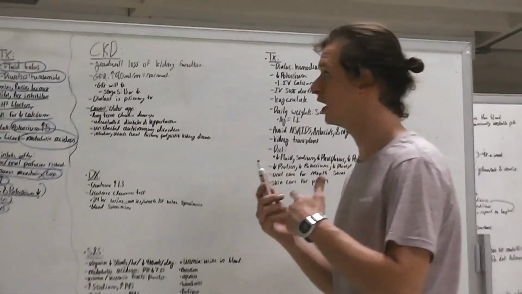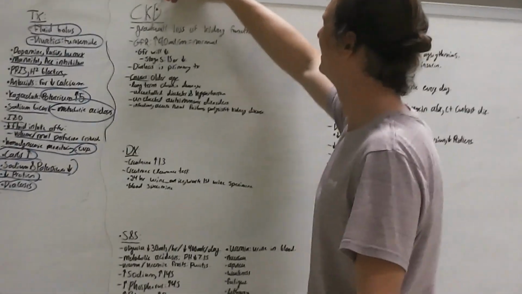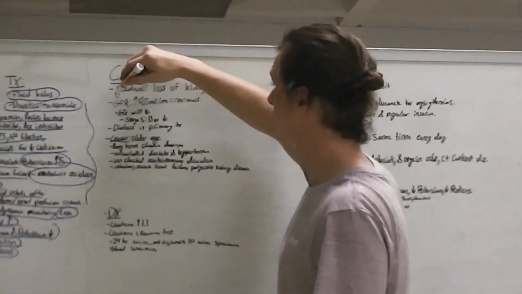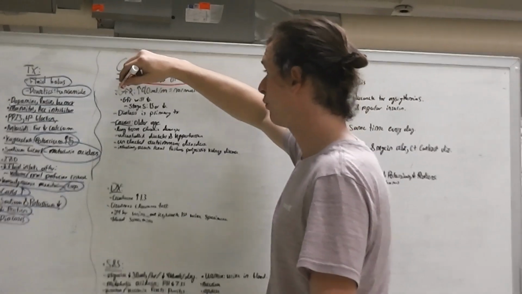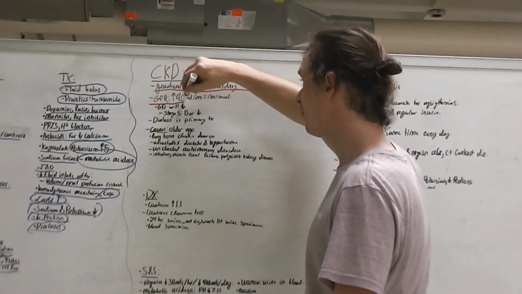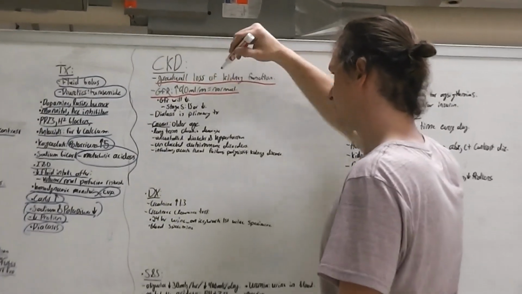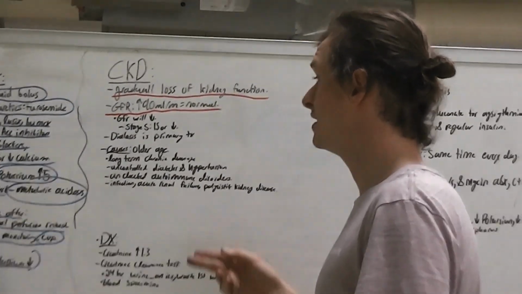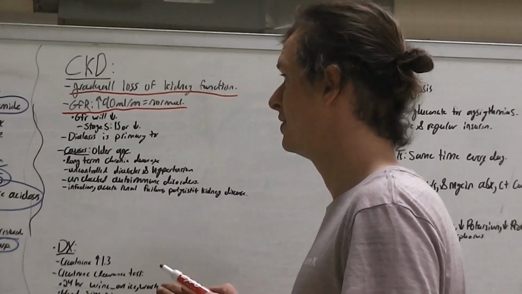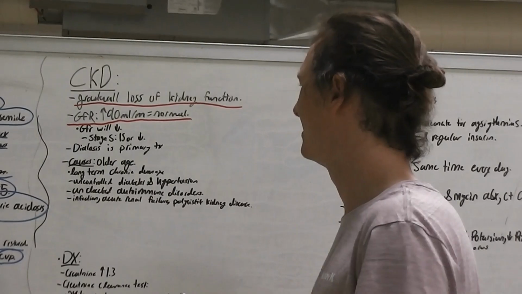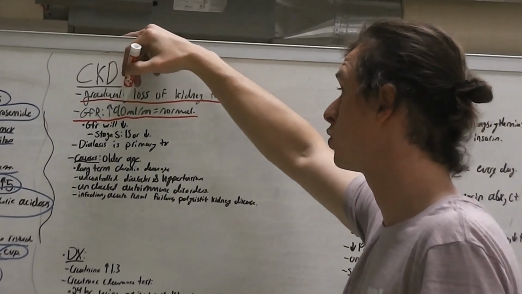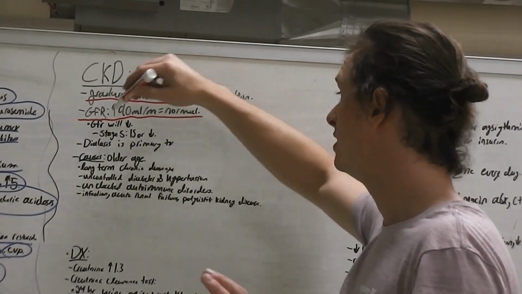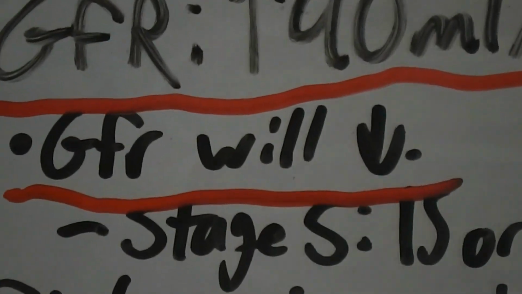So we're doing it in red. Chronic kidney disease is a gradual loss of kidney function over time. And we're going to see a GFR over 90 milliliters a minute. Now, 90 milliliters a minute is normal. So, I screwed that up. CKD, we got a gradual loss of kidney function, and GFR is normally over 90 milliliters a minute, but GFR will decrease as chronic kidney disease progresses.